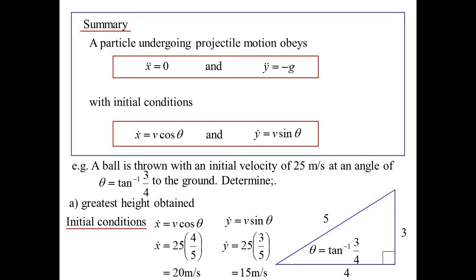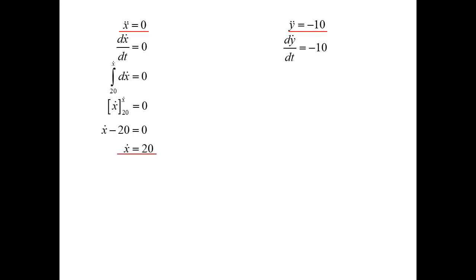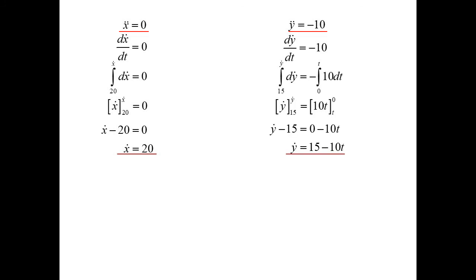So let's start just like we did before. x double dot is 0. So I want to integrate that. But this time I've got some numbers. So I'm going from 20, that was the initial horizontal velocity. And if we integrate that, we end up with the horizontal velocity being a constant 20. Now, in the vertical direction, integrating that one, we get 15 minus 10t.